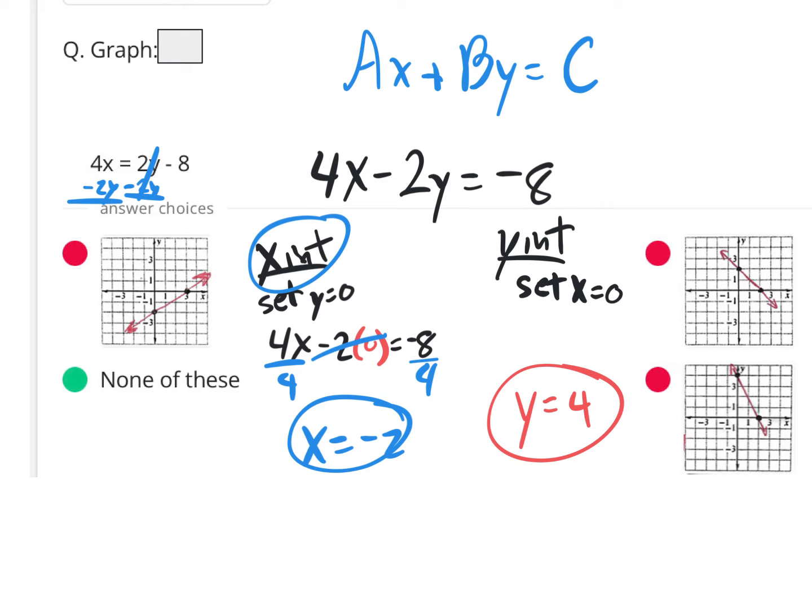Anyway, we know that it crosses the x-axis at negative 2. So I'm going to put a blue dot right there, and it crosses the y-axis at positive 4, way up there, and I'm going to put a red dot up there. So we know that our line goes like that. It should look like that, and as you can see on all of these options, none of them look like that. So none of these would be the correct answer for this question. Let's move on.